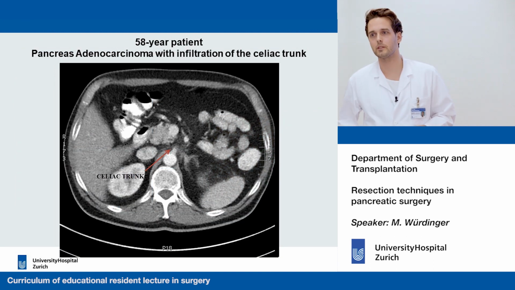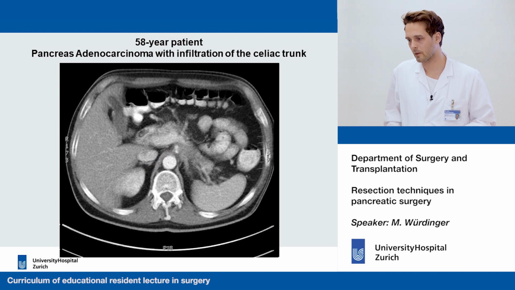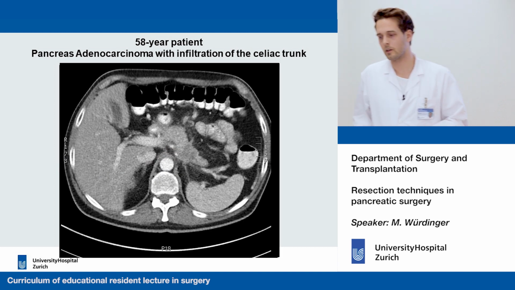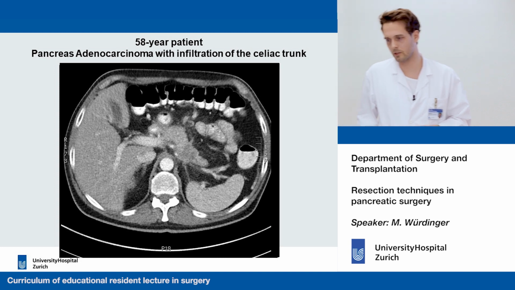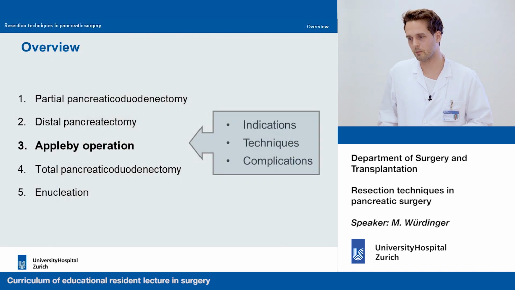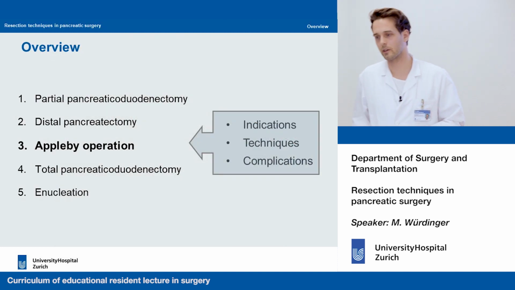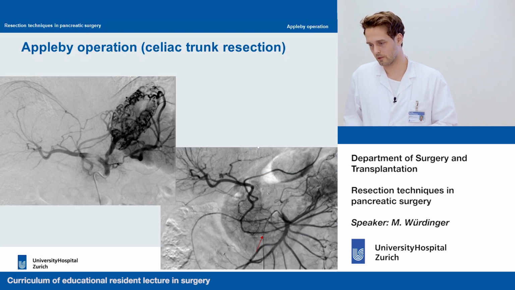Now to the next operation, we have here a patient with an adenocarcinoma of the body of the pancreas with infiltration of the celiac trunk. And as said before, actually an arterial infiltration is a non-resectable tumor, but there is an operation which allows a resection of this tumor. And this is the Appleby operation with resection of the celiac trunk. So it is a two-step procedure.